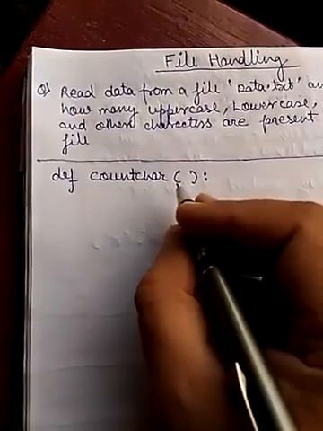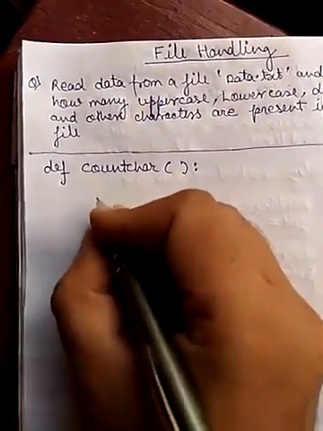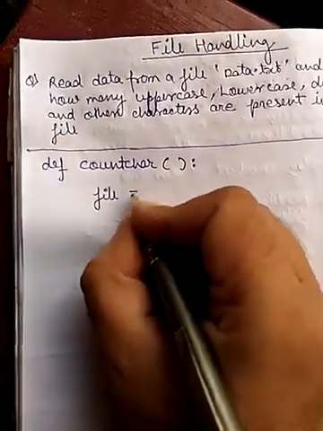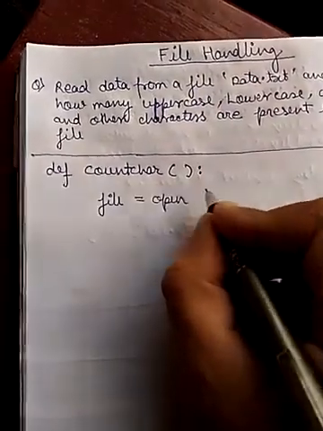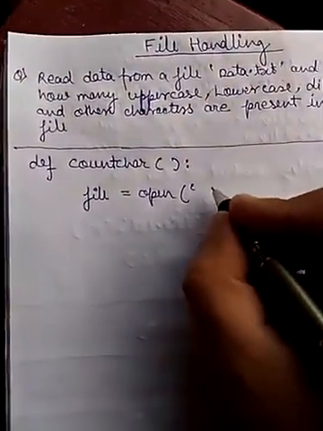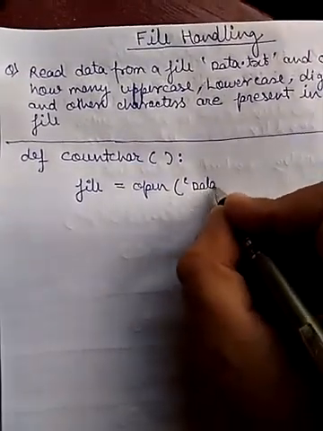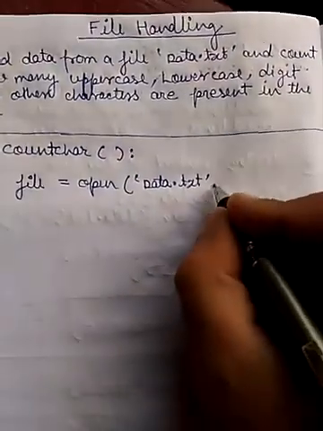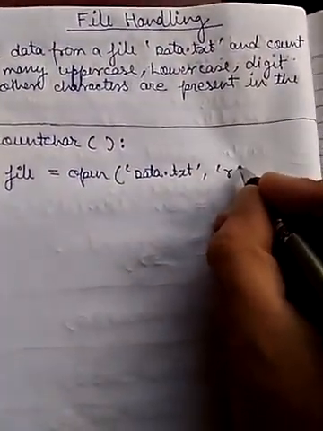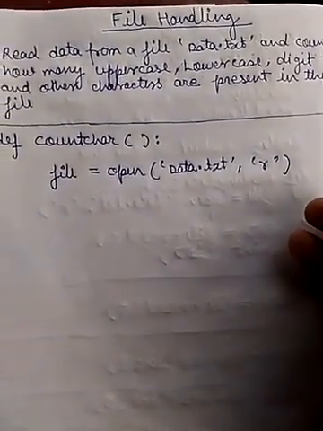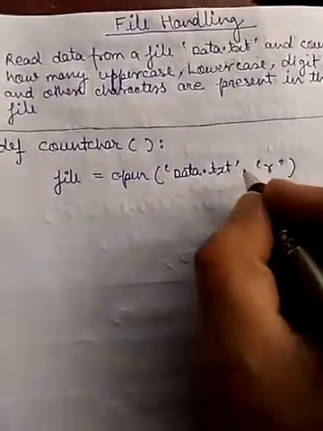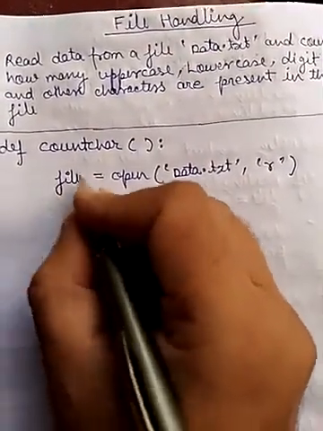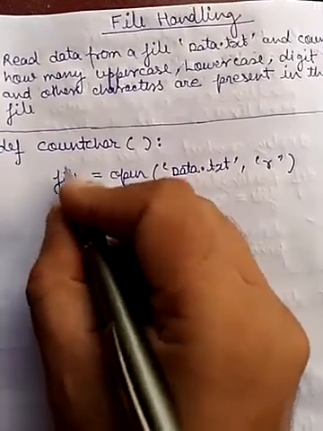The first step is to open the file. पहला स्टेप है फाइल को ओपन करना है. file equal to open, in bracket name of the file, that is data.txt. We are opening the file for reading mode, that's why R we have written. This is file handle. Name could be anything, but I recommend you to use this name. That will be convenient for you.